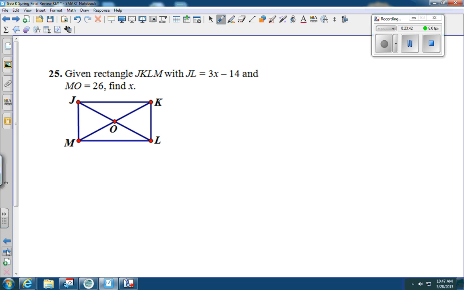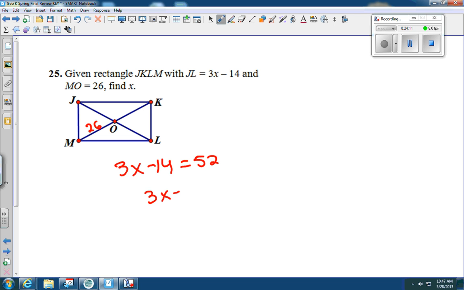Okay, 25. They gave us a picture. They told us that JL is 3x minus 14 and MO is 26. Well, I know in a rectangle that diagonals are congruent, so that means that 3x minus 14 has to equal double 26. So 3x minus 14 equals 52, because if just this piece is 26, that means the whole thing is 52.